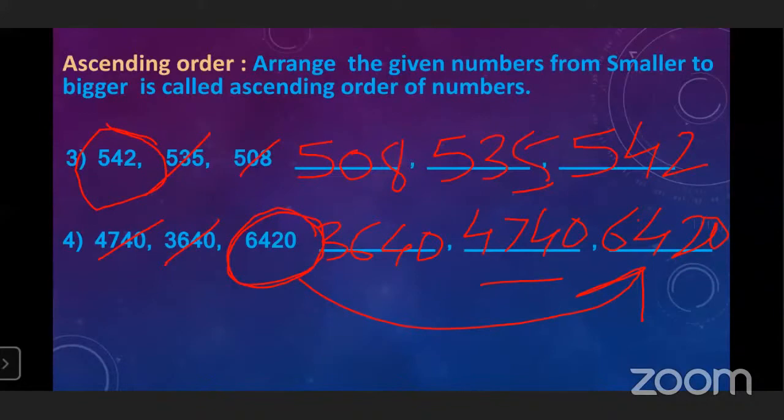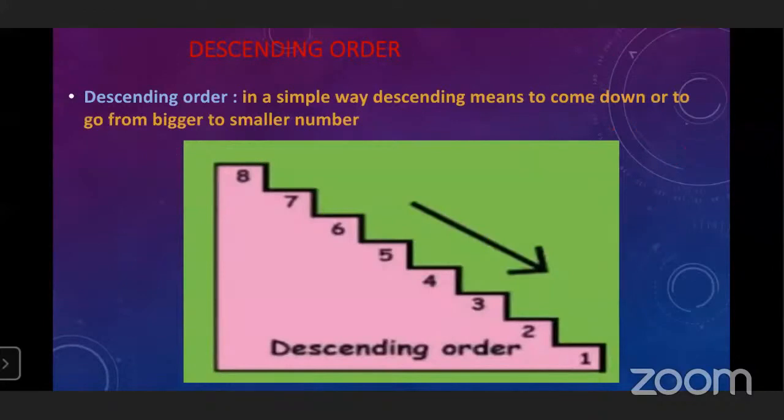Now next one is the descending order. Descending means totally opposite to ascending. So what does descending order mean? In a simple way we can say that descending means come down. When steps are given, 1, 2, 3, 4, 5, 6, 7, and 8, 8 steps are given, and from that we have to start from 8.